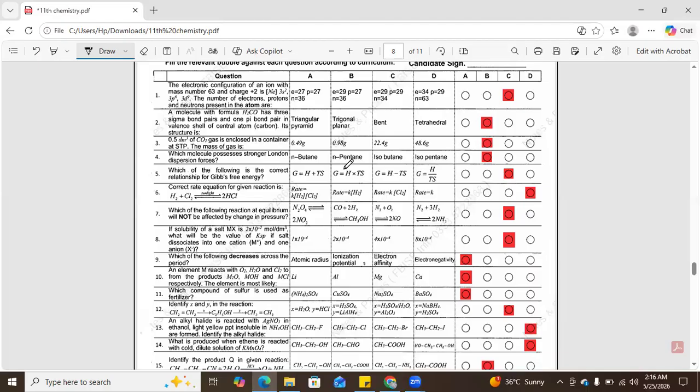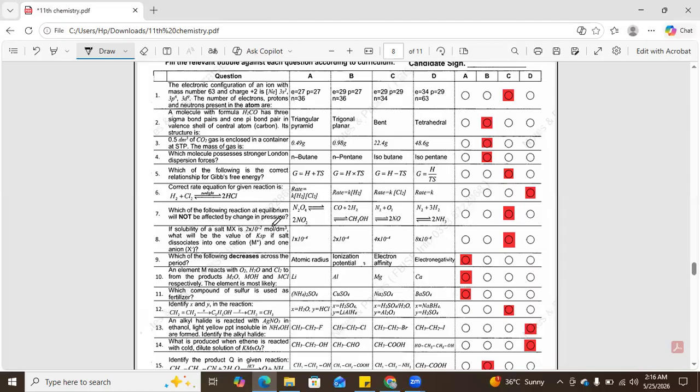N-pentane is the right answer for this one. B. Which of the following is the correct relationship for Gibbs free energy? This one, C is the right answer. Correct rate equation for given reaction is H2 plus Cl2, sunlight, interchangeable reaction, 2HCl. So rate is equal to K. D is the right answer for this one.